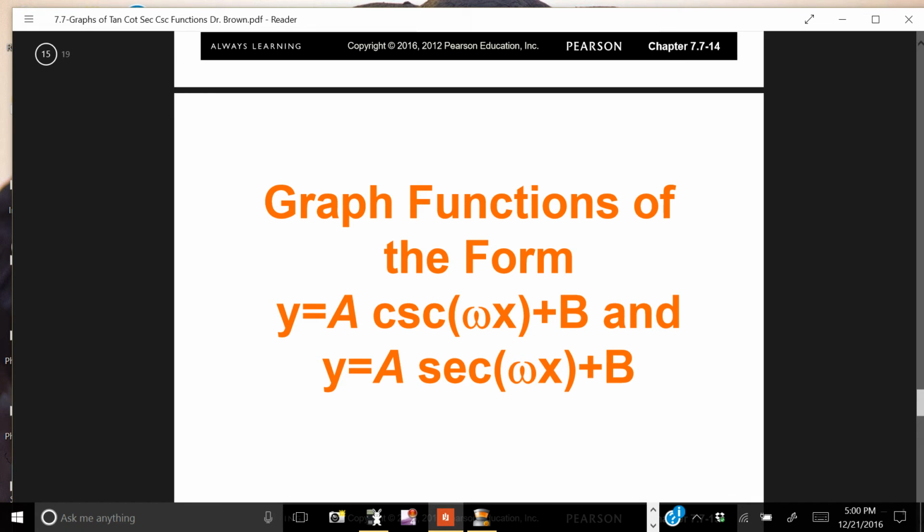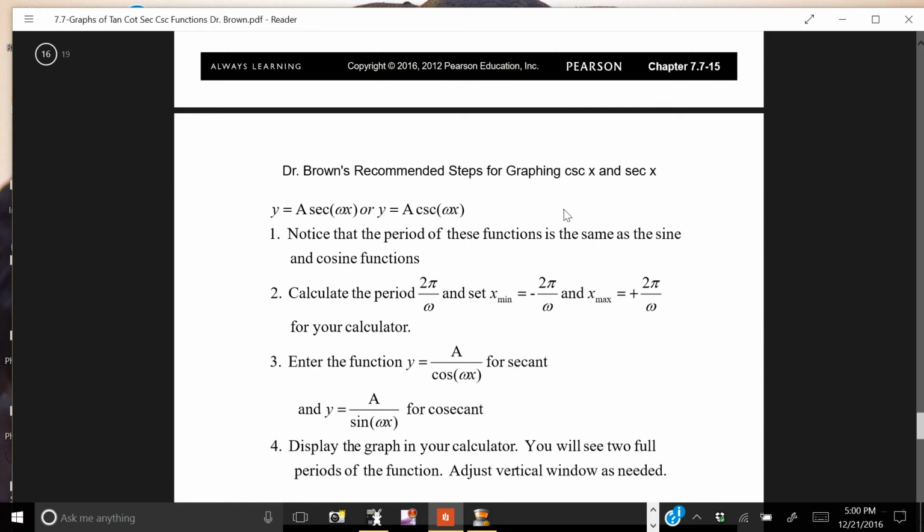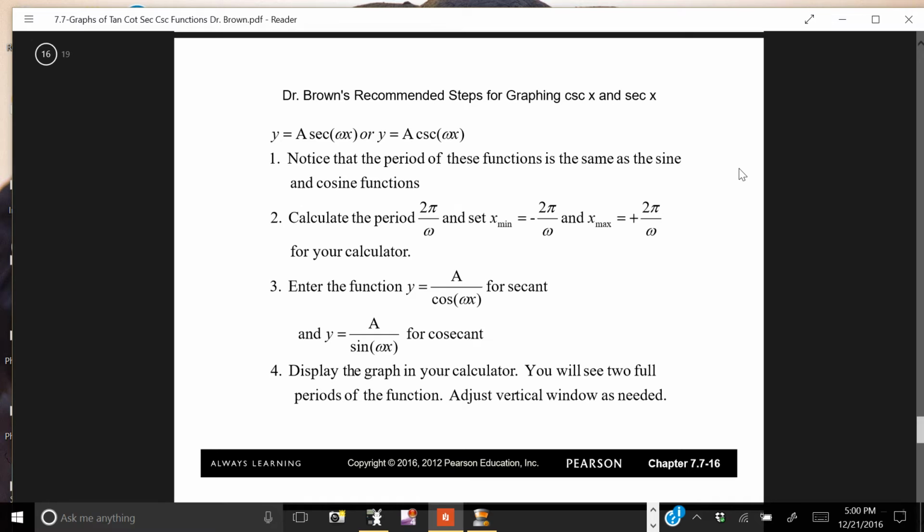Now, how do we do cosecant and secant? Well, if you look at your calculator, you don't see a cosecant or a secant on most calculators. The period of cosecant and secant with omega equal 1 will all be 2 pi, just like the sine and cosine. So here is how I suggest you graph the cosecant and the secant functions. The period of these functions is the same as the period of the cosine. So the period would be 2 pi over omega.